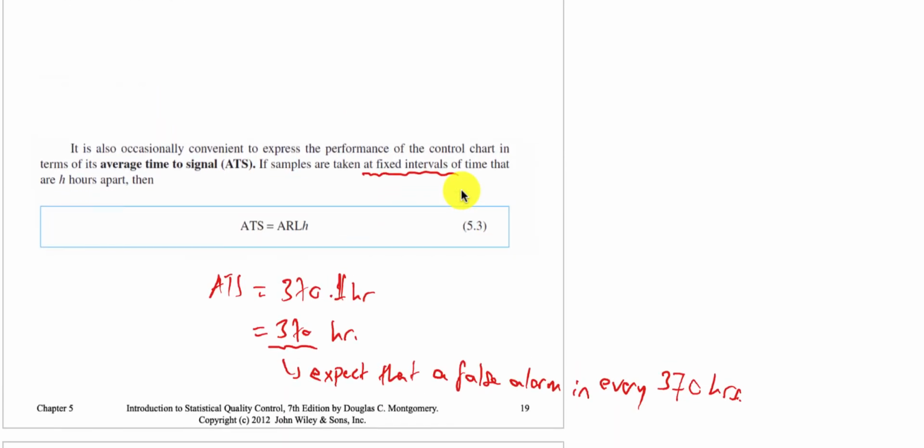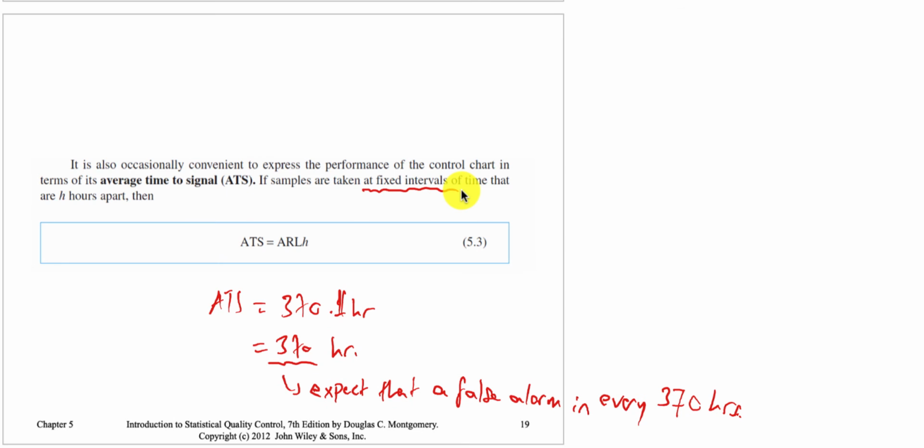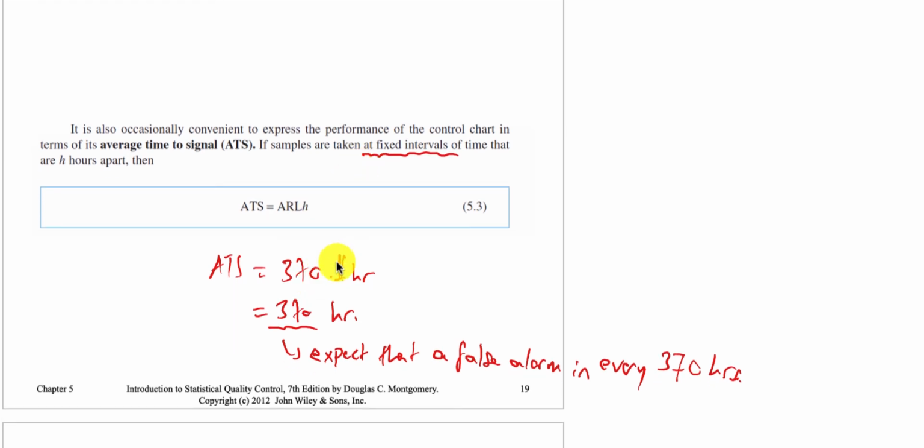Another computation is the average time to signal, which tells us, for a fixed interval at which we take a sample, the multiplication of the average run length with the time period. For example, if we take samples every 1 hour, it means that we are going to get a false signal, an out of control point observation, in 370 hours.